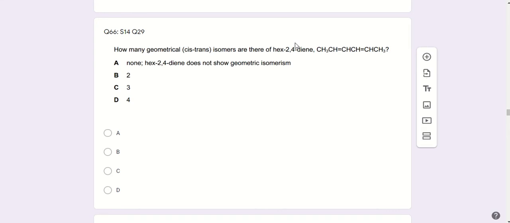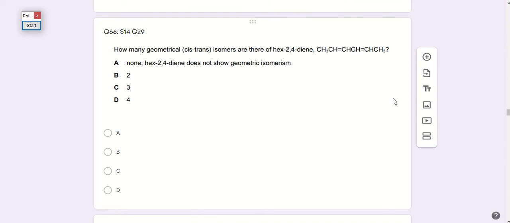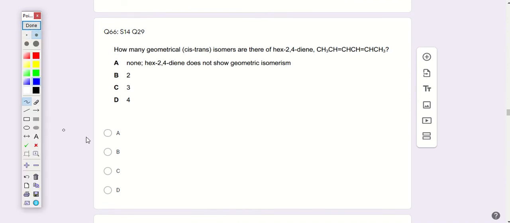This is chapter 14, question 66. It asks how many geometrical isomers there are of hexa-2,4-diene. Now this compound is slightly more difficult because it has two double bonds. So what you need to do is draw the structure and look at both double bonds. There are four carbons that we need to look at.